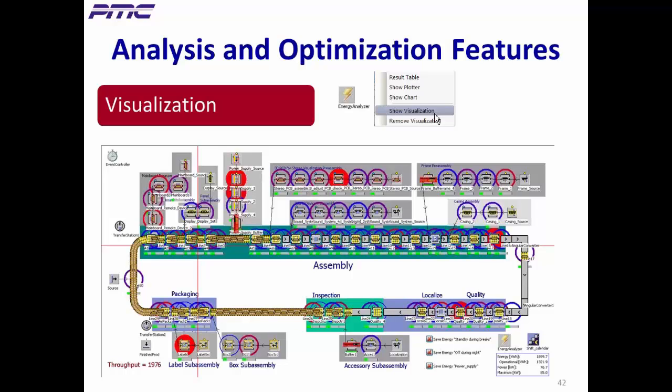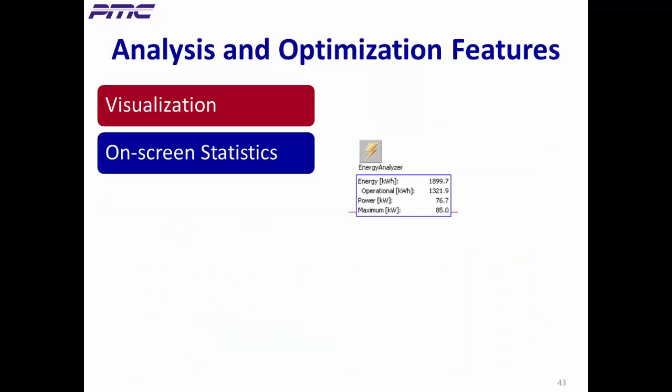The Energy Analyzer's Objects Display Panel option displays overall energy statistics for the whole simulation, including total energy consumption in kilowatt hours and total energy consumption while in the operational or waiting state, as well as the current power in kilowatts and the maximum power.